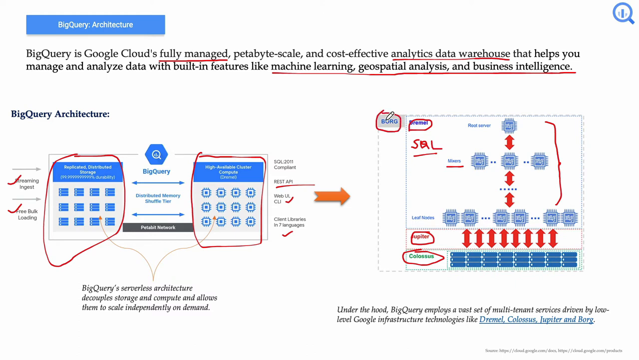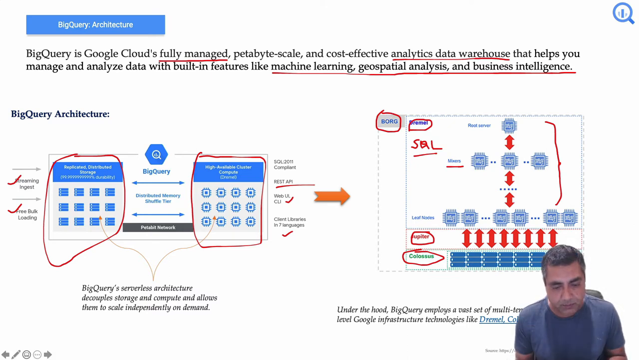which is Google's precursor to Kubernetes. So before Google built Kubernetes, it was using Borg. And the mixers and the slots, they are all run by Borg, which allocates hardware resources.